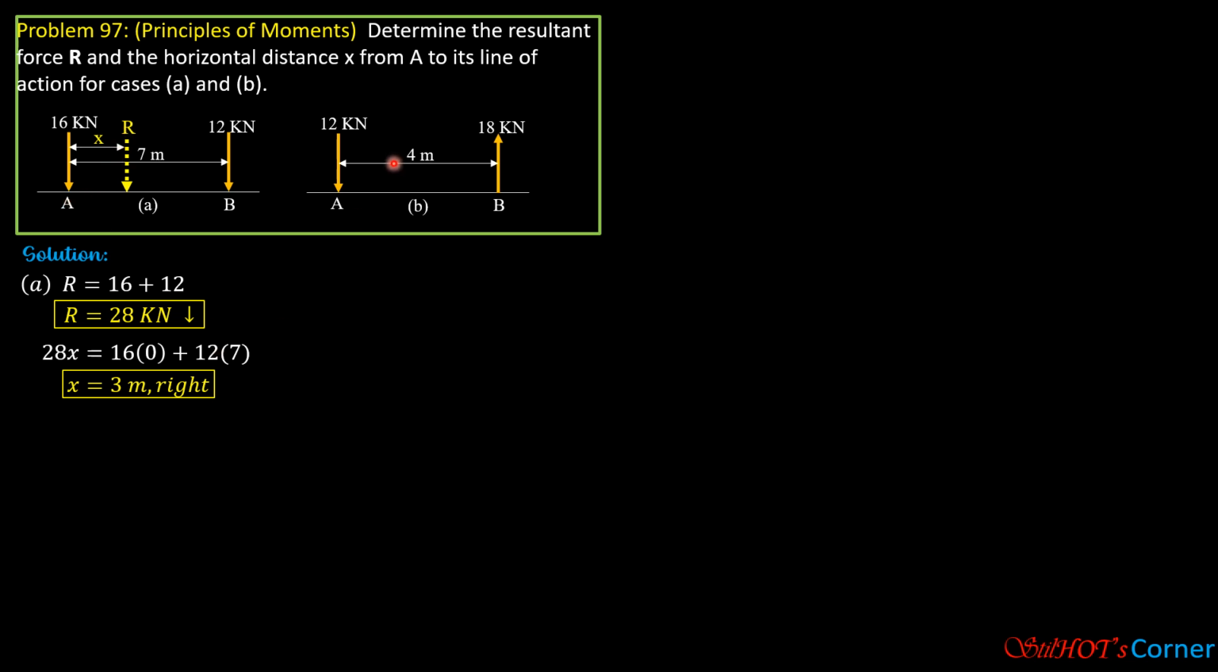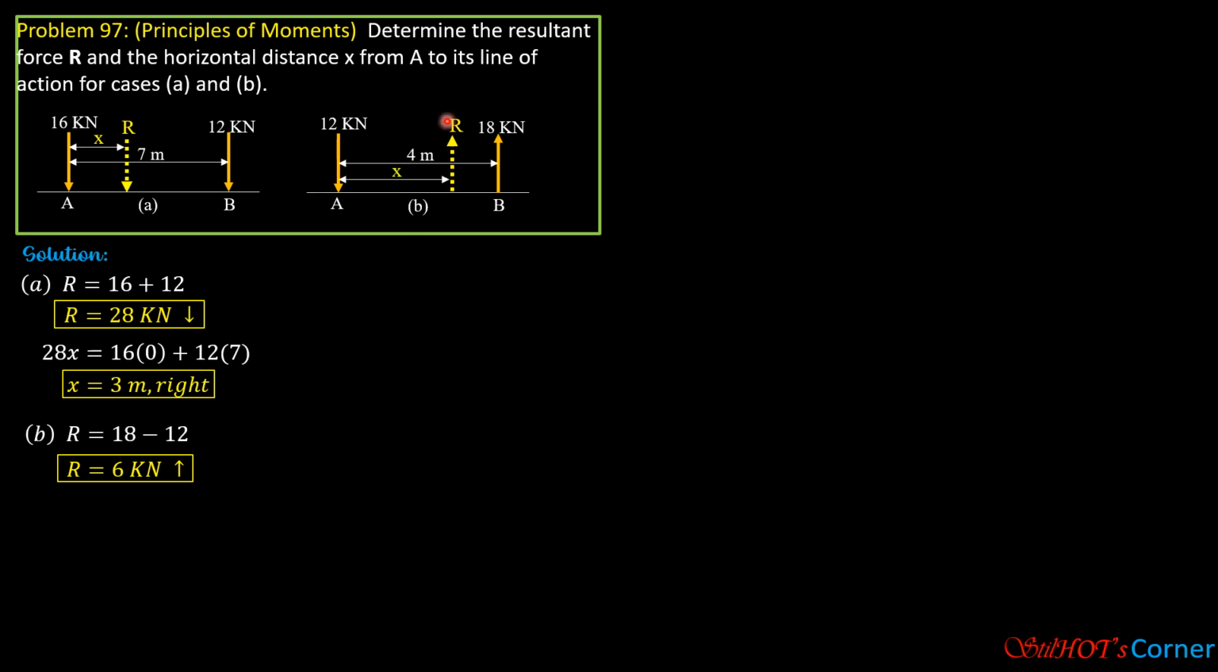For the second part, one is downward, the other is upward. Since the upward component is greater in magnitude than the downward component, the resultant is upward and it is 18 minus 12. So for part B, R is 18 minus 12, so R is 6 kilonewtons upward, and let us locate that there. Its distance from A is denoted by x.